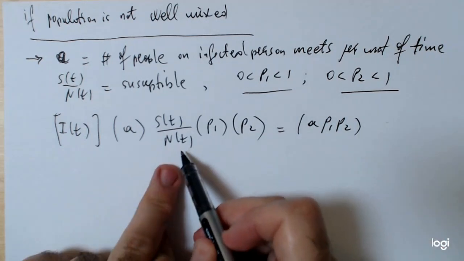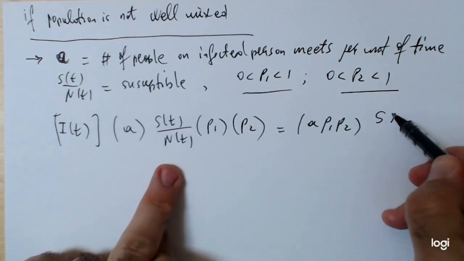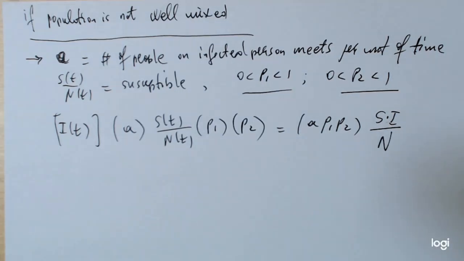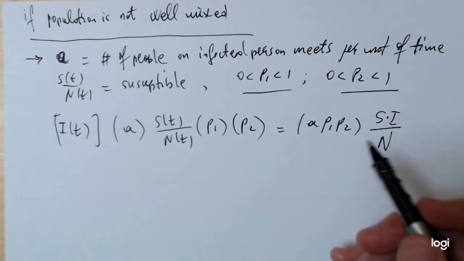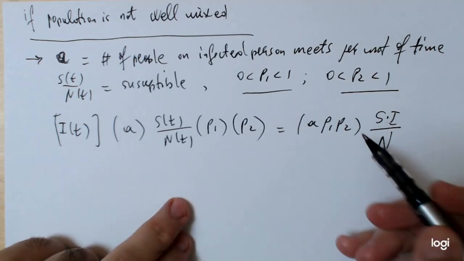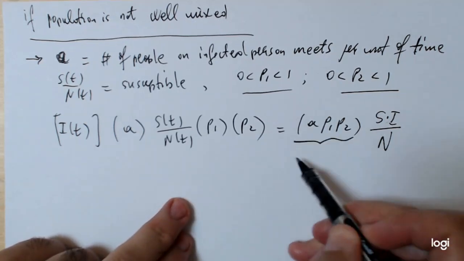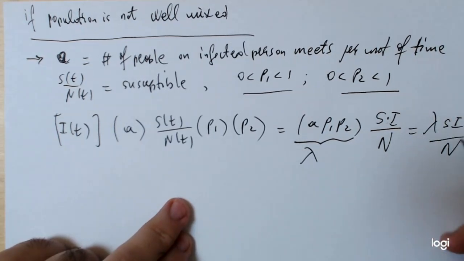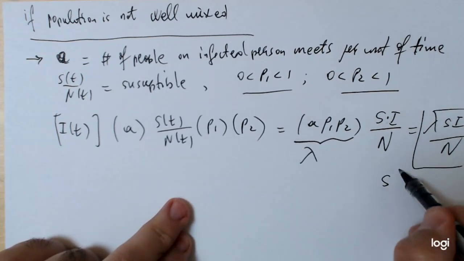notice N of t doesn't cancel anymore. So instead of S times I only, you have SI over N. And again, the math is typically harder in this case, especially if N is not a constant, if the total population is not a constant, which can happen in some cases. Now, in models, you can rename this again lambda, and this is called standard incidence.